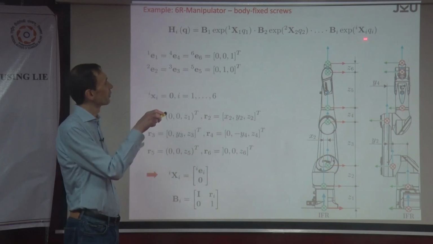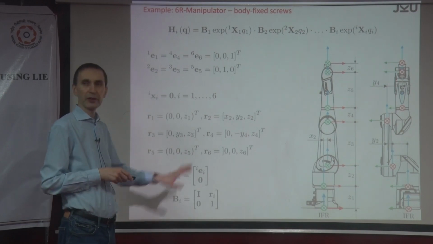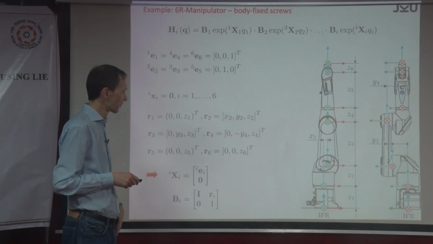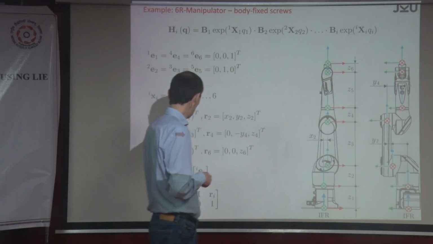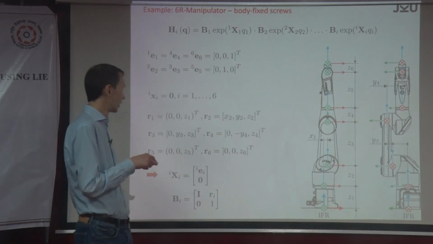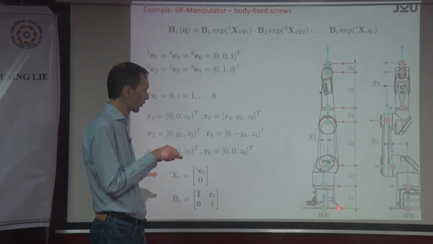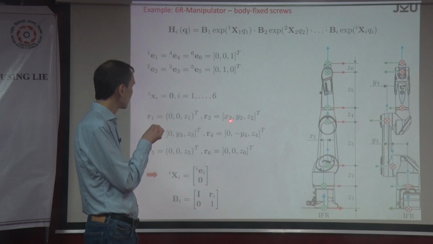Now, if you use this formulation here, you need the screw coordinates expressed in the body fixed frames. The body fixed frames are here. Maybe look at the first joint, this doesn't matter. So the first joint, this is the body fixed frame. The first joint is displaced by Z1. So Z1 is here. This is the inertial frame. This is the joint axis. So we have a displacement Z1. Then the second joint.